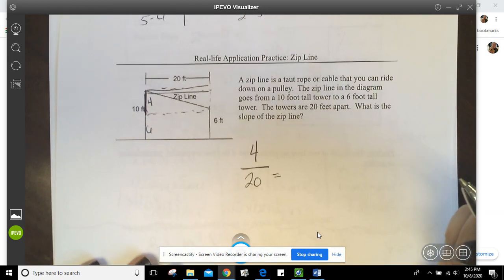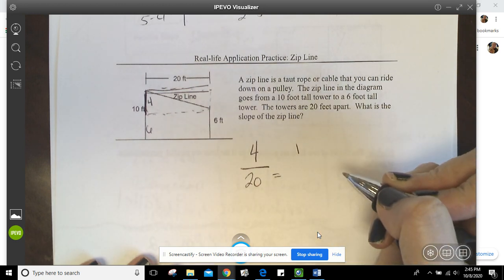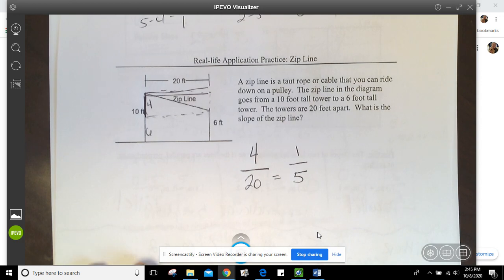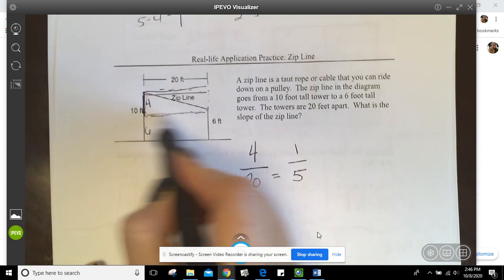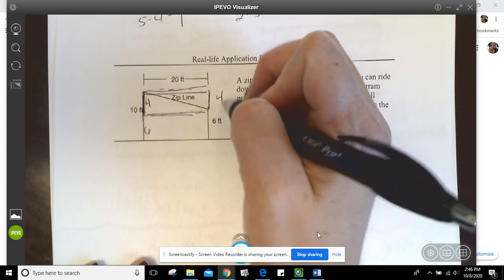So for every 1 foot that you ride it down, you go 5 feet long because I've reduced it. So this is 4 and then this is 20. So 4 over 20, or you could do it this way, like this is 4 as well.